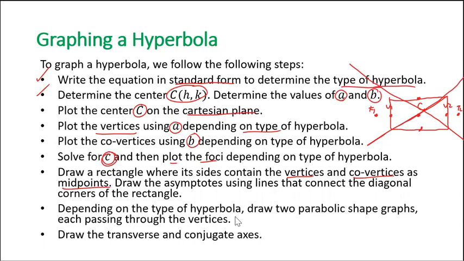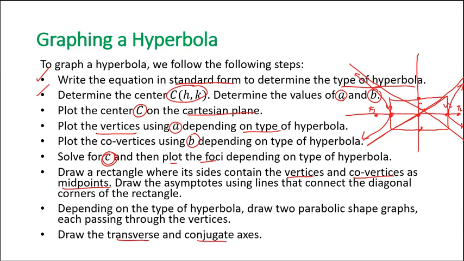Now, depending on the type of hyperbola, we draw two parabolic-shaped graphs, each passing through the vertices. If this is a left-right hyperbola, then we draw a parabolic-shaped graph opening to the left and a parabolic-shaped graph opening to the right. Afterwards, we draw the transverse axis and the conjugate axis. In this case, the transverse axis is horizontal and the conjugate axis is vertical.